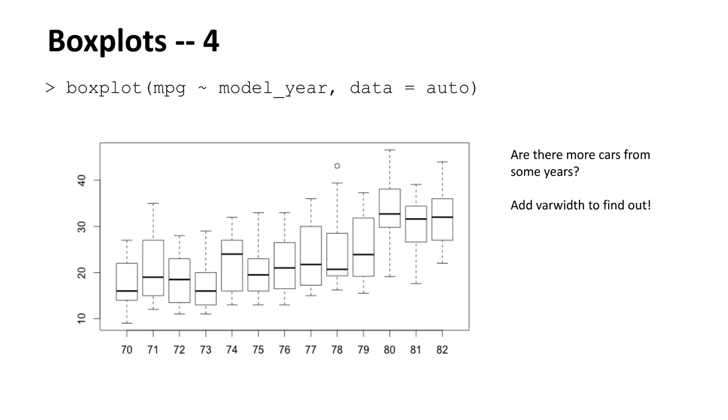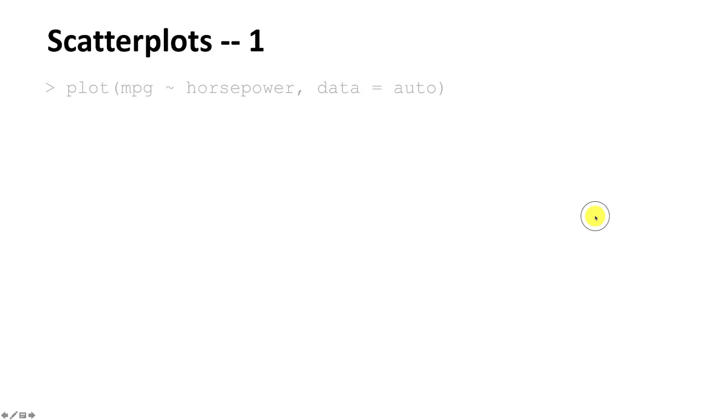These are things that a plot would bring out for us, which you would not be able to see just by looking at the numbers. We want to find out: are all of these based on the same number of cars, or are there more cars in some years and fewer in others? Well, we know what to do. We can use varwidth to find that out. I'm not showing the plot, but you can do that and see what's going on.